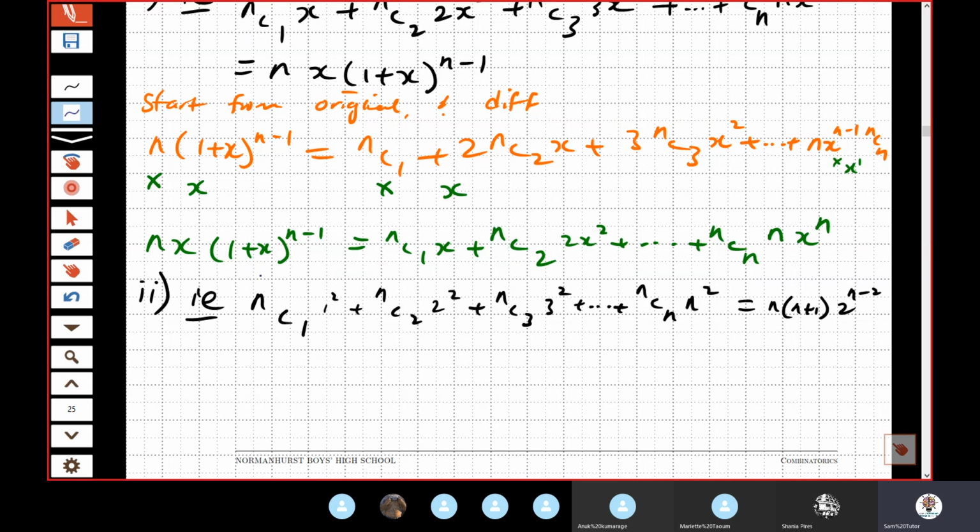Step 1, differentiate. Let's start with the right-hand side. Differentiate. n choose 1, x, plus 4x, n choose 2. I think we should have another one so you guys can see it.